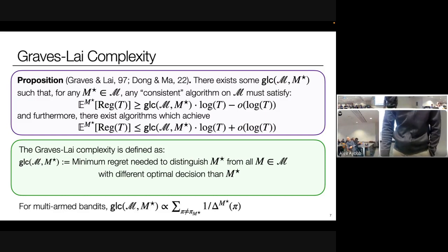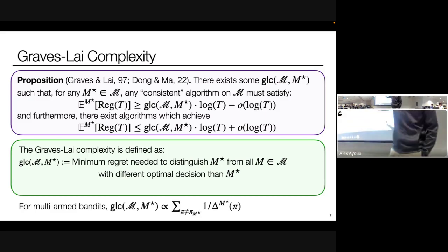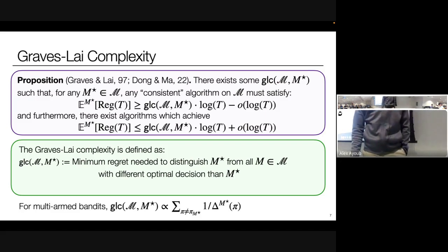Okay. Just as an example of what this constant scales as for multi-armed bandits, it's the familiar sum of 1 over gap scaling that we've all probably seen. And this then generalizes to much more complicated settings. You can't generally write this down in closed form though.